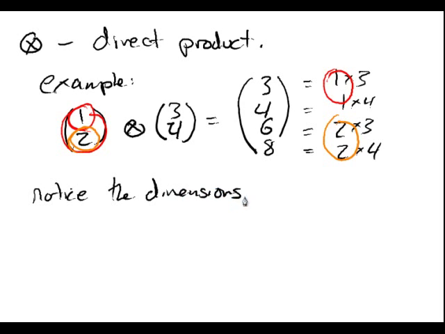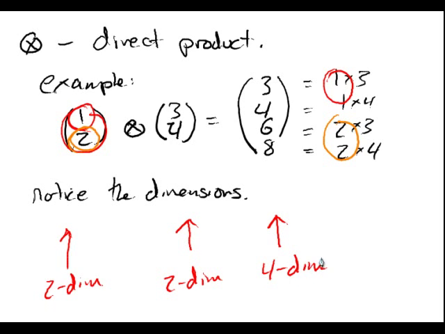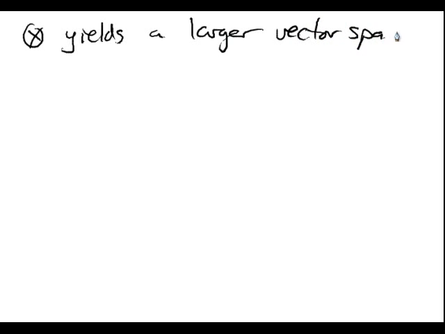So if you look at the dimensions, you'll see that the first vector has two dimensions, right? It's two elements. And the second vector also has two dimensions. And the resultant product vector has four dimensions. So the vectors that come out of direct product multiplication live in a larger vector space. So we'll start to build some of these up.